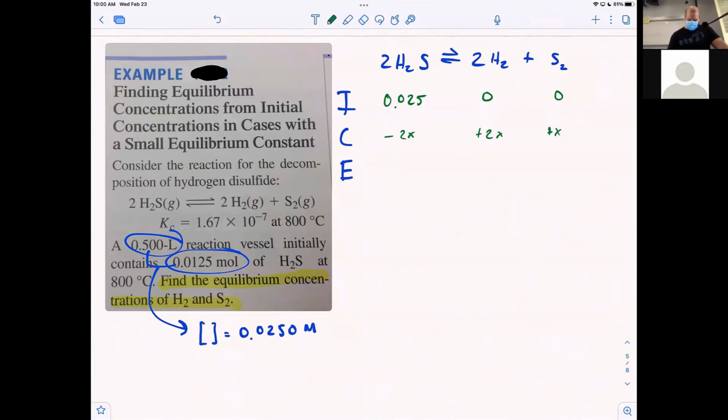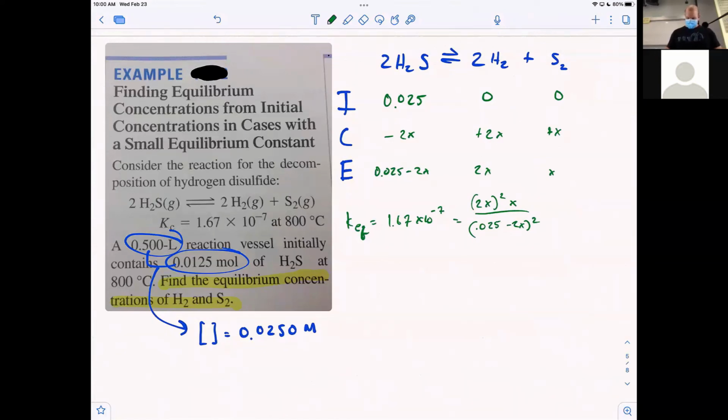All right, so for the equilibrium values here, you have the 2 lines. It's going to be 0.025 minus 2x, and x. So then our equilibrium expression is 1.67 times 10⁻⁷ equals the products, 2x squared times x, over 0.025 minus 2x quantity squared. Now this looks horrible.